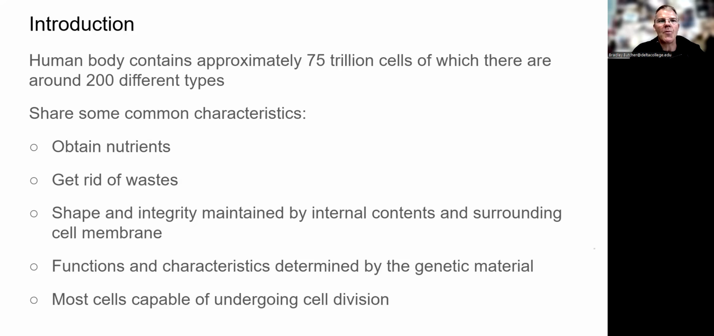Some things that are common about cells: they obtain nutrients, they get rid of waste, they provide shape and integrity, which is maintained by internal contents and the surrounding membrane. Their functions and characteristics are determined by the genetic material, and most cells are capable of undergoing cell division.